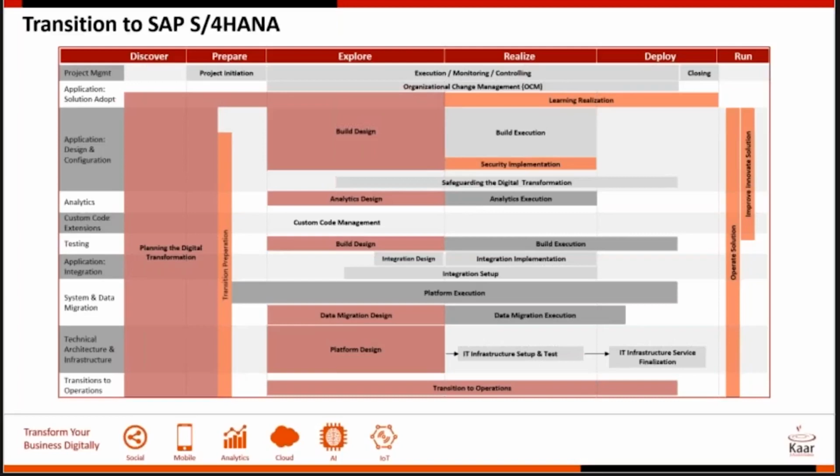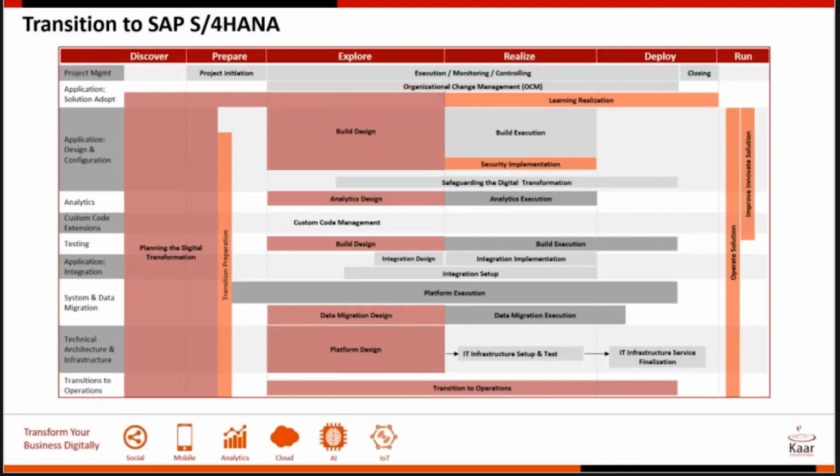Under design and configuration, the typical activities include the identification and design of the functional changes based on multiple fit gap workshops that you run with the IT and the business. And this becomes critical because it's based on this that the solution adoption has to happen.